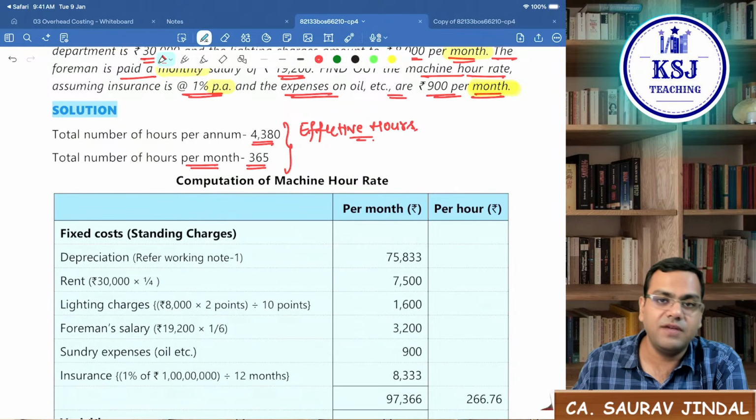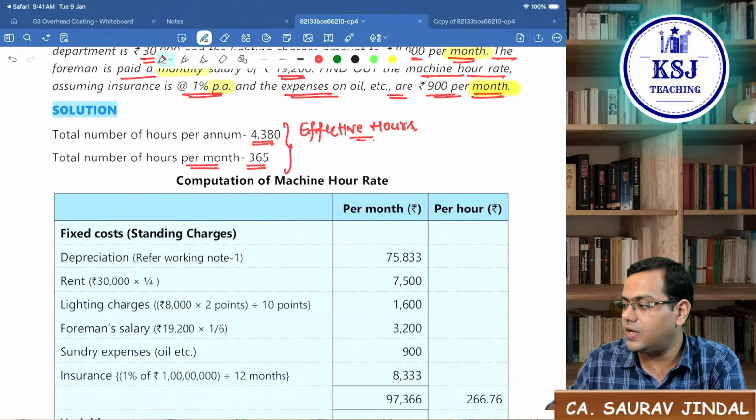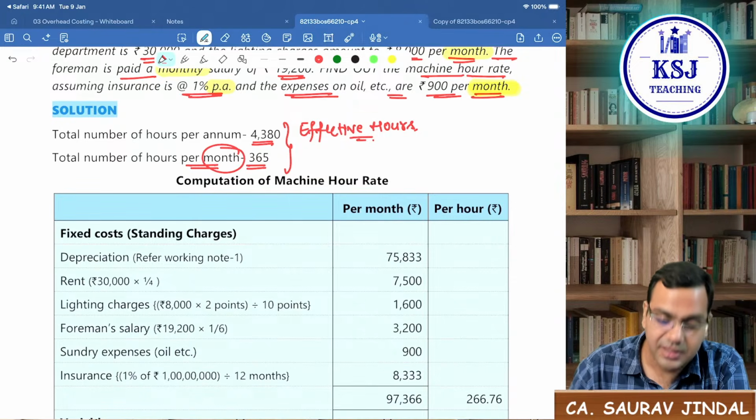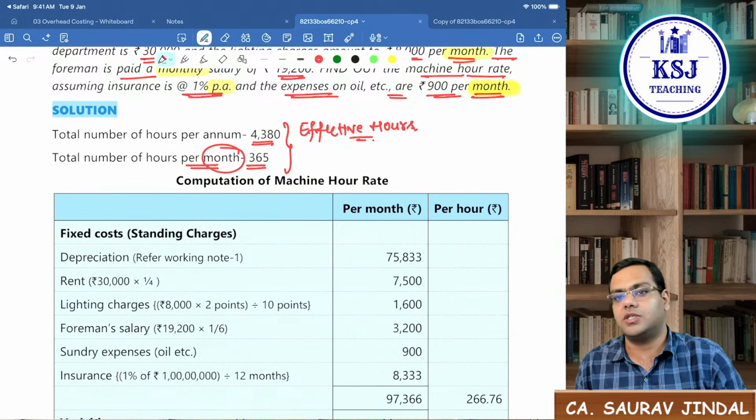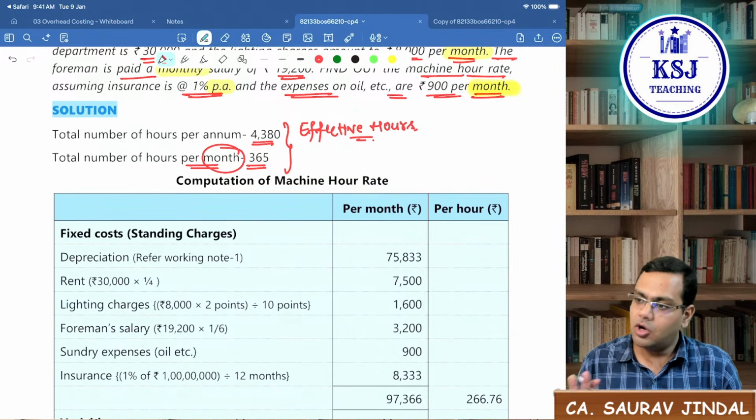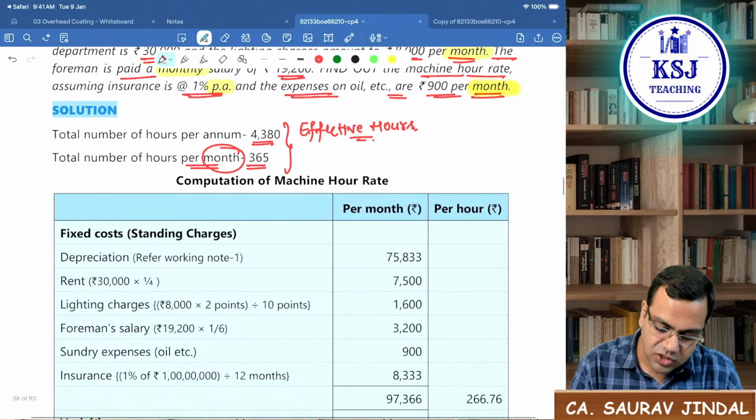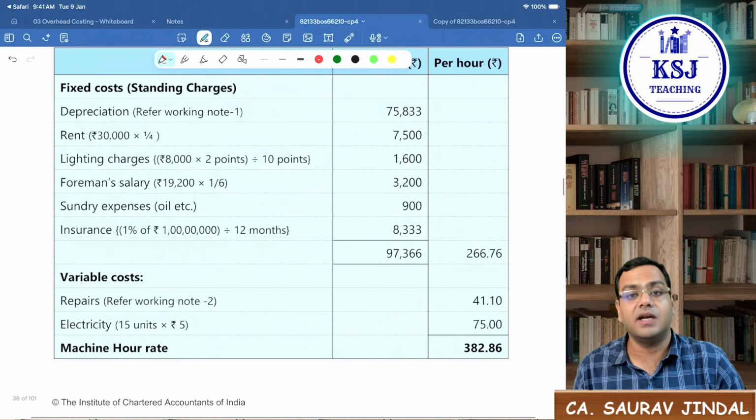Okay, so now if they are going to solve, they are calculating the effective hours per month. That means all your cost should be monthly now, right? Let's see the fixed cost or the standing charges that they have taken.